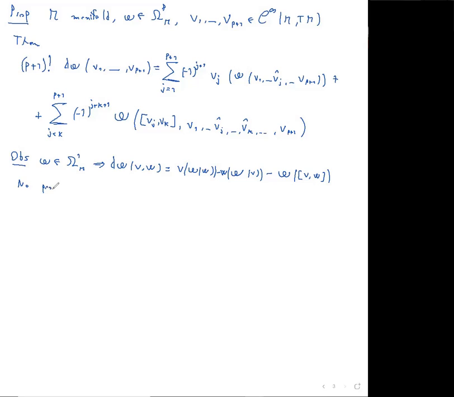And here we go with no proof as well. So this is a formula which, if you work with differential forms long enough, kind of comes natural at some point.